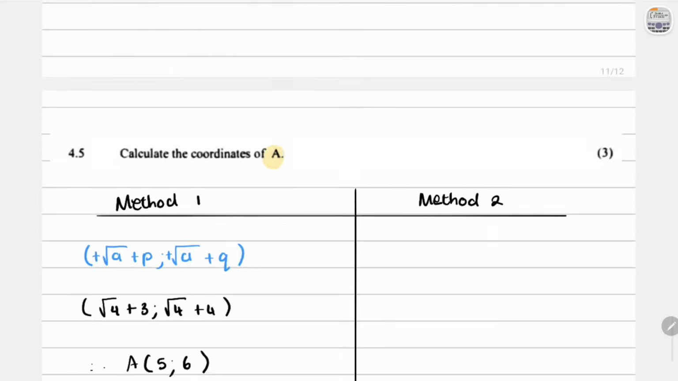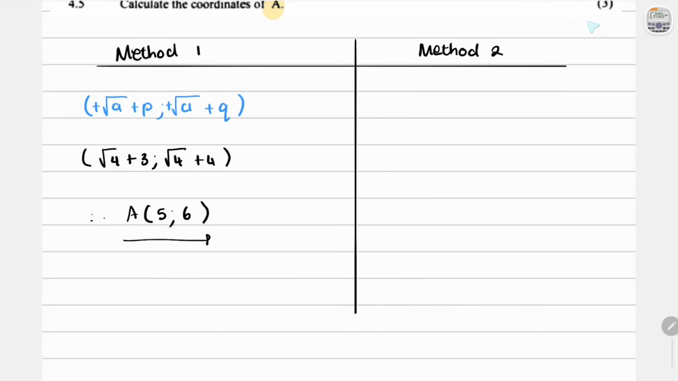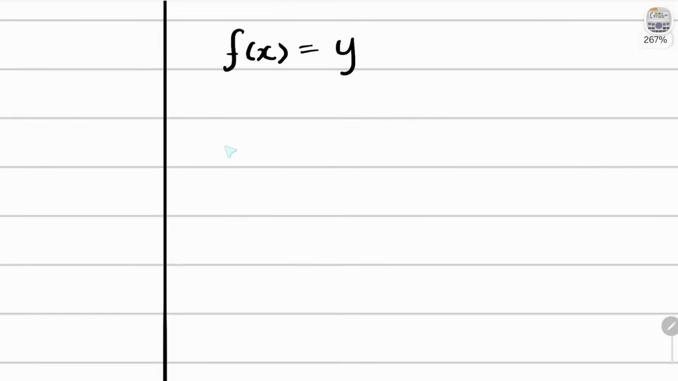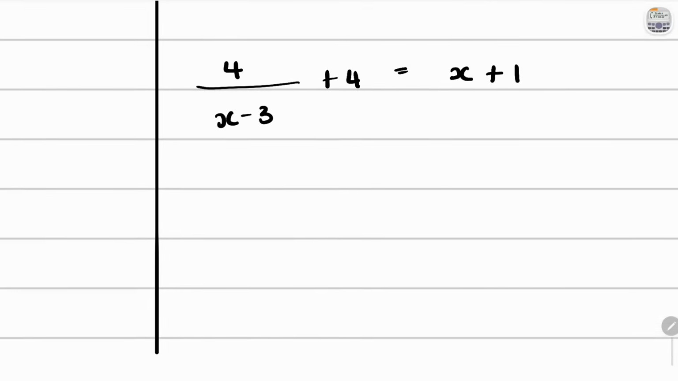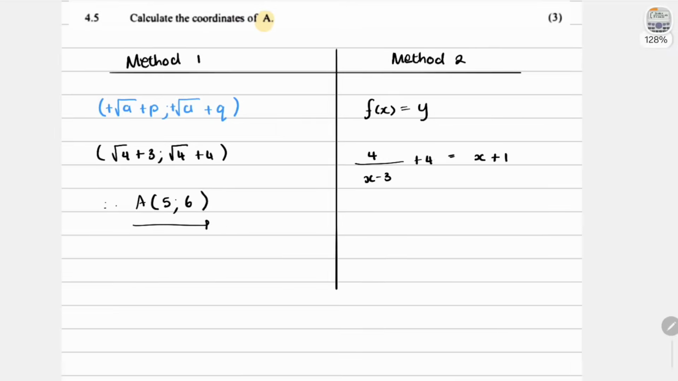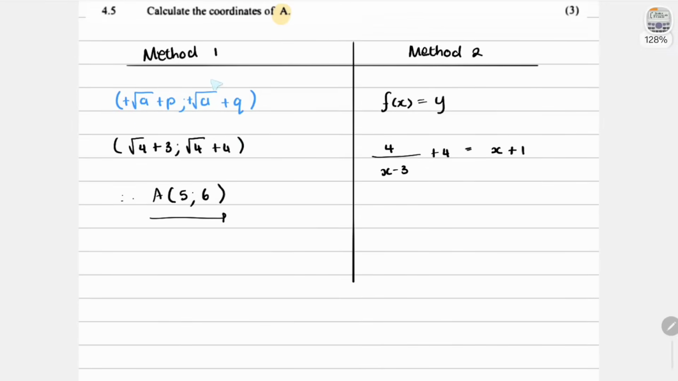So we can just equate both of them as well. Okay, so f of x equals y, and f of x was 4 over x minus 3 plus 4, and the equation of the axis of symmetry was y equals x plus 1. So yeah, we could just solve for x and y here. That's another way. So you see, you can still do it even if you didn't know that.